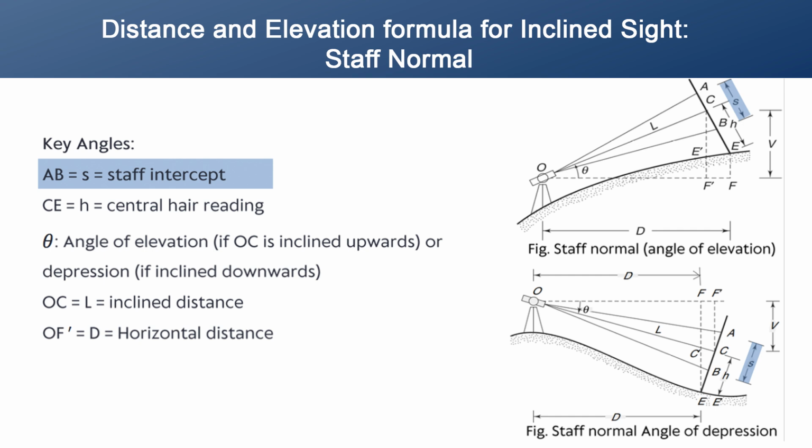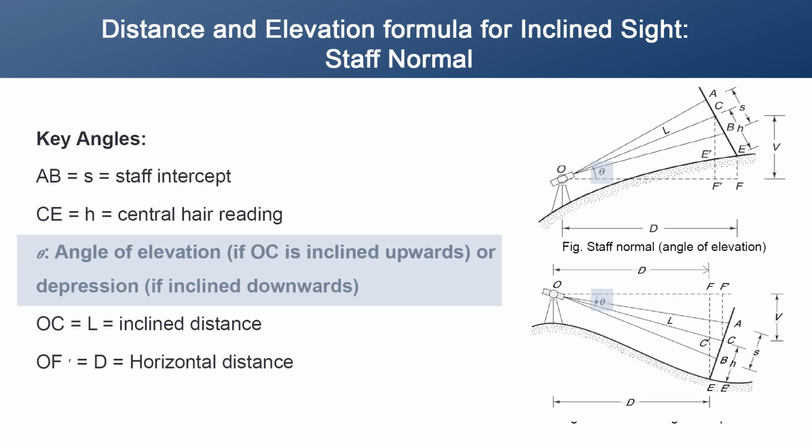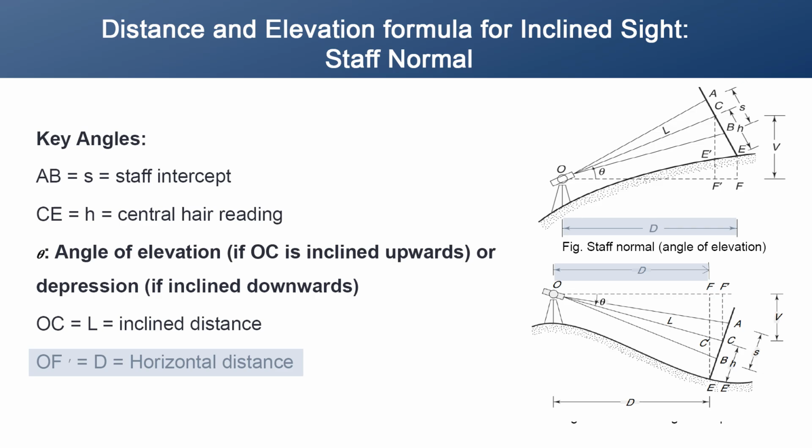S is the staff intercept, which is denoted by AB, and H is the central hair reading on the staff, denoted by CE. Theta is the angle of the elevation if the line of sight is inclined upward, or angle of depression if the line of sight is inclined downward. L is the inclined distance OC from the instrument to the staff, and capital D is the horizontal distance OF dash from the instrument to the point on the staff.